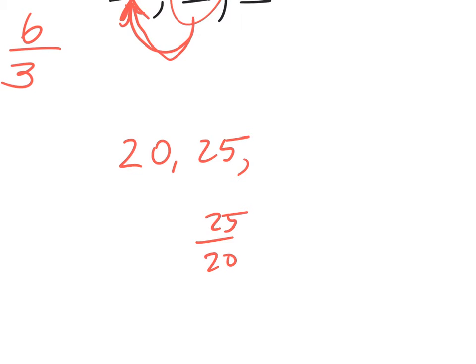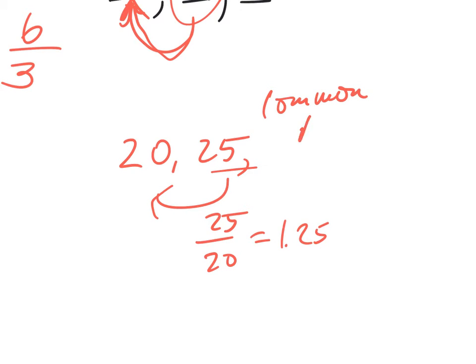So my nifty calculator here. 25 divided by 20. 1.25. That was the common ratio. Okay? You divide the second term divided by the first term. So that's the last thing I needed to tell you. Common ratio. Let's see if you can handle it even when it gets weird.